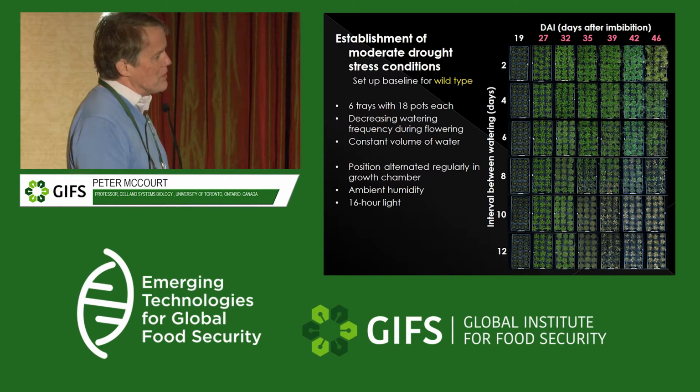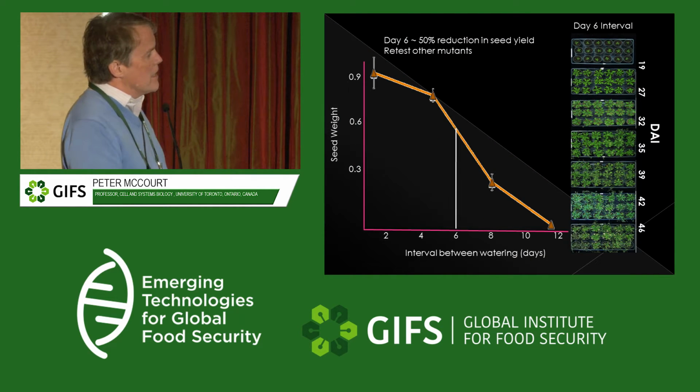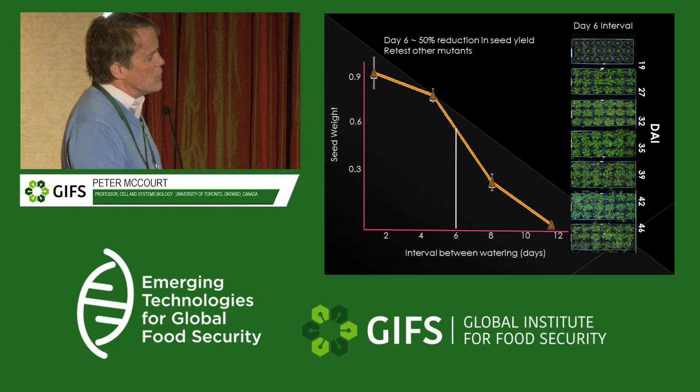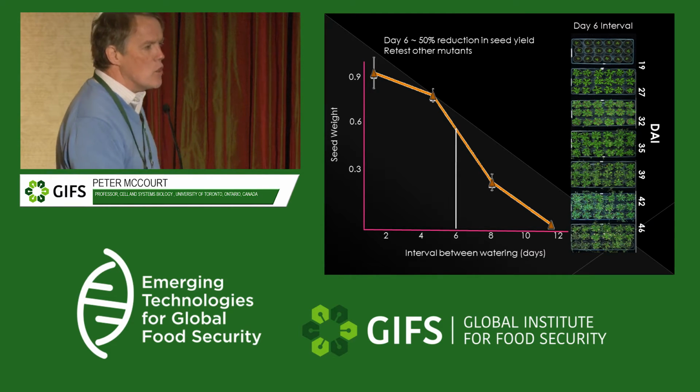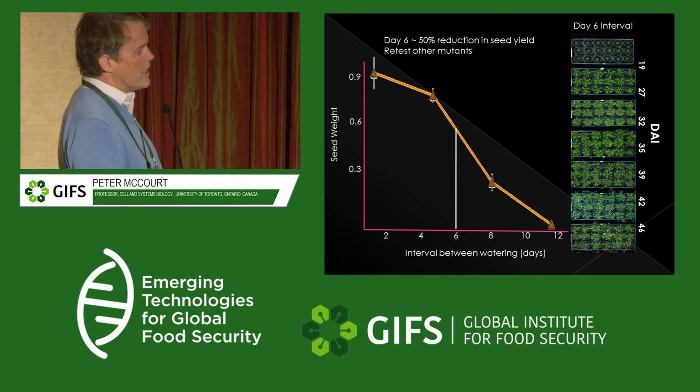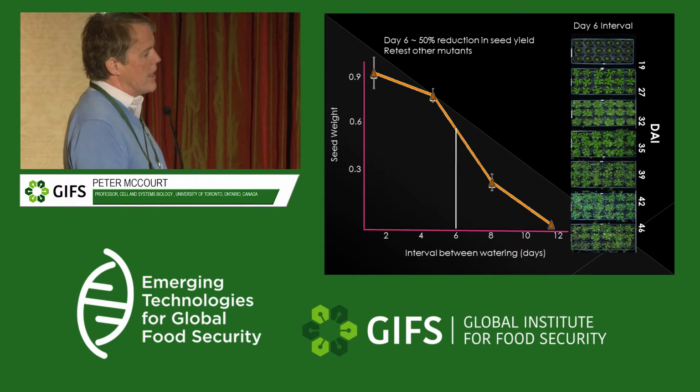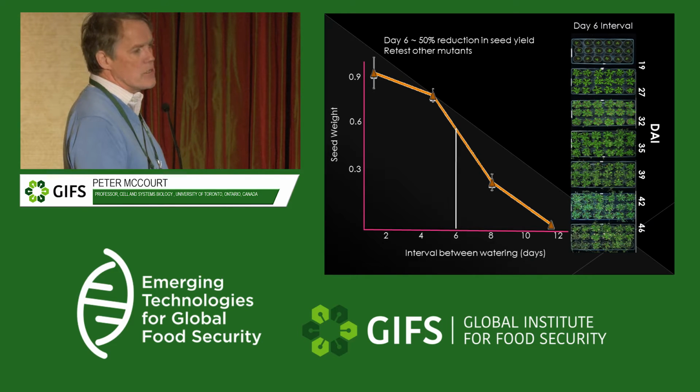But what intrigued us about this result was that here's an example of if we only water every 6 days, you can get quite a reduction in seed weight relatively quickly. But if you look at what the plants look like, they don't look that bad. All right, so they're not these yellow things, but we are getting a dramatic decrease at day 6. We're getting a 50% drop in seed yield.